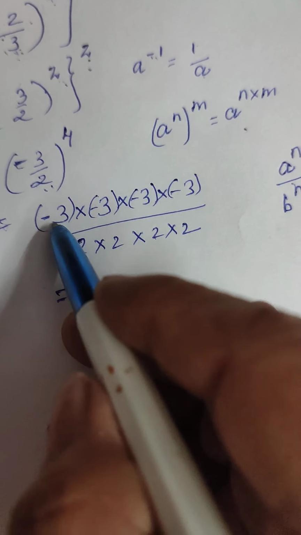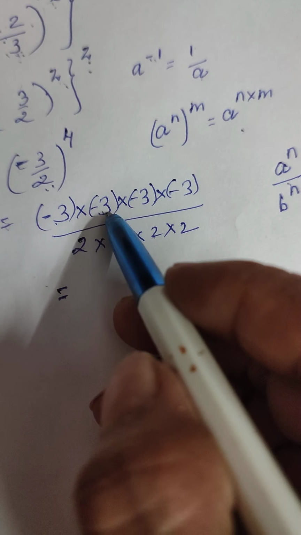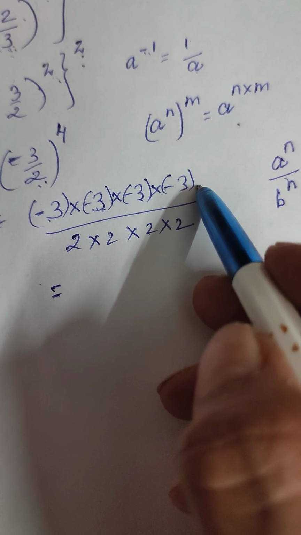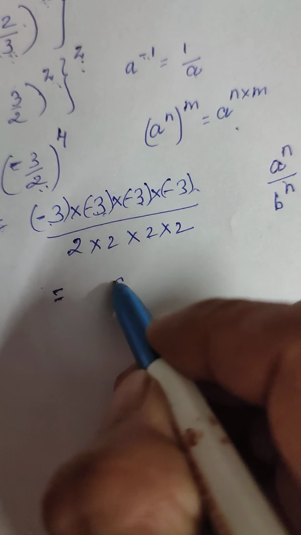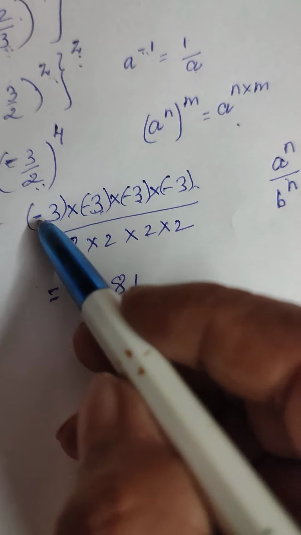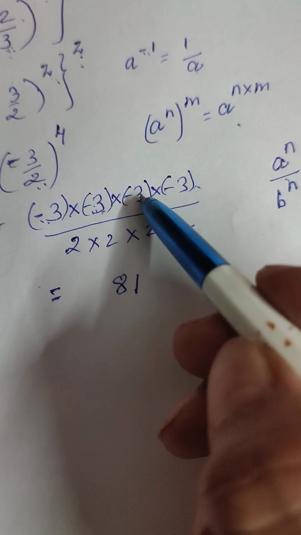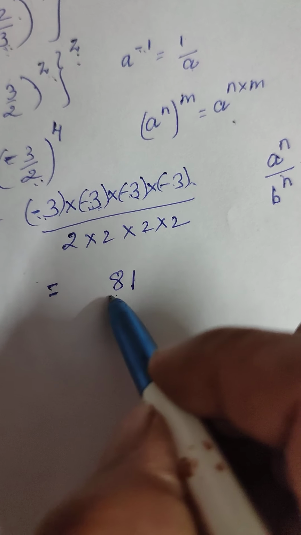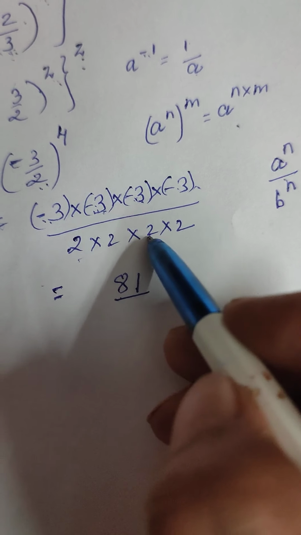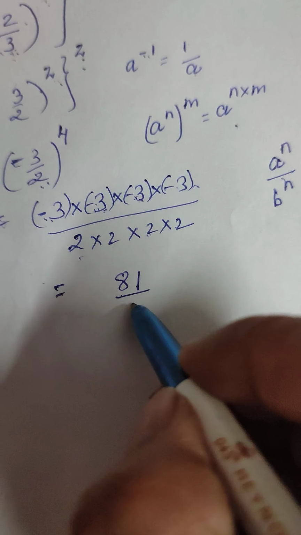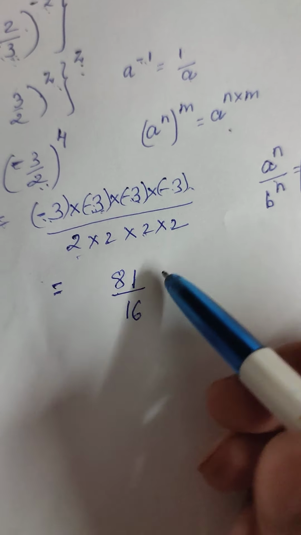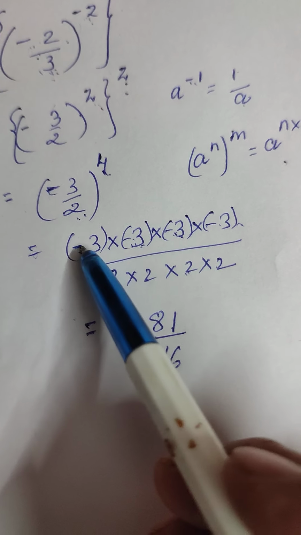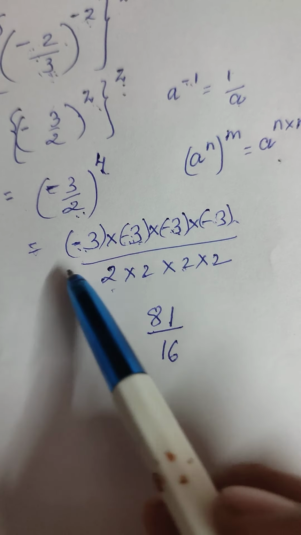Now 3 into 3, 9. Now 9 3s are 27, 27 3s are 81. Now the sign will also get multiplied: minus into minus plus, plus into minus, minus, minus into minus plus. Now 2 2s are 4, 4 2s are 8, 8 2s are 16. Now in the class what I said to you, 4 is an even number, so we have not written minus there. Directly we wrote plus.